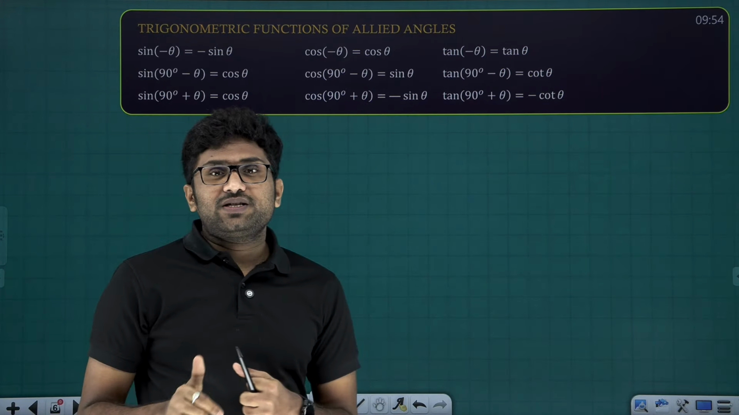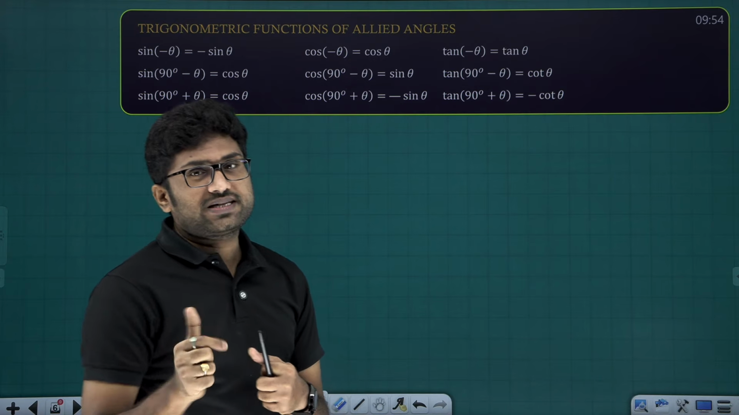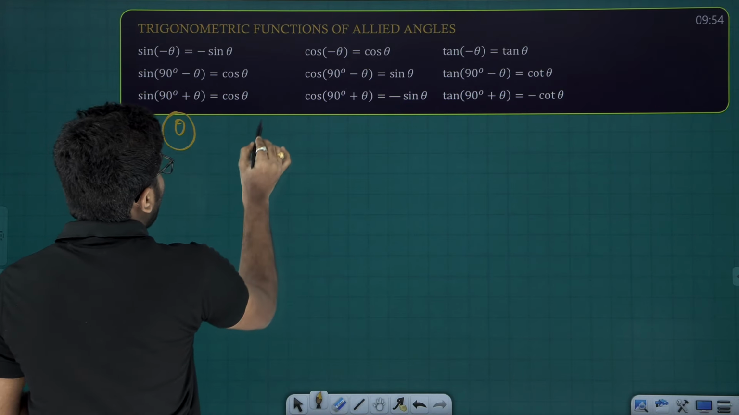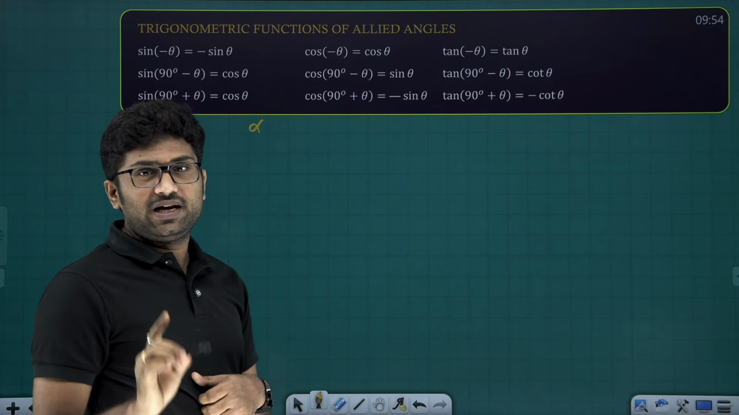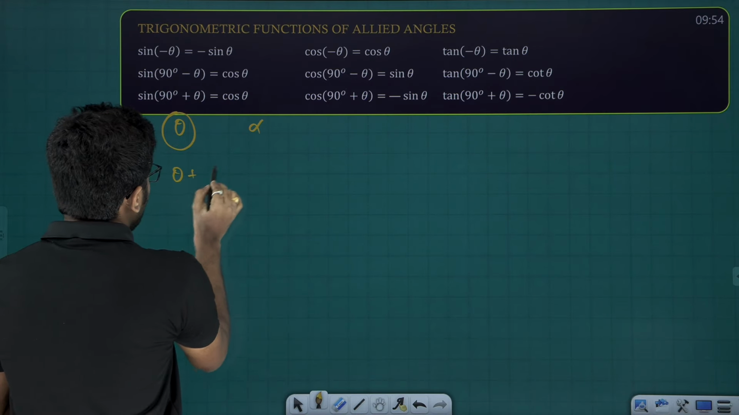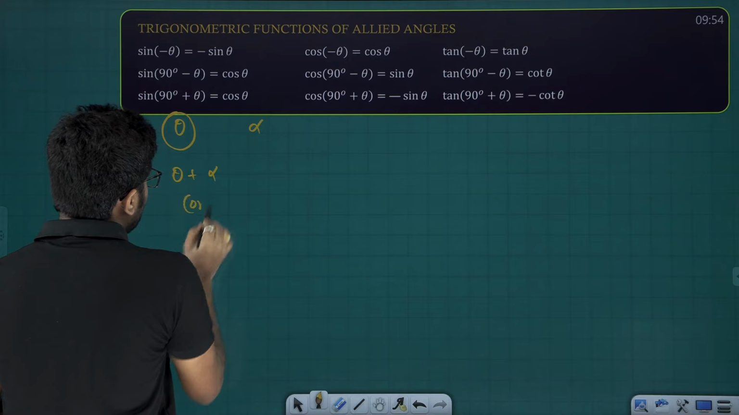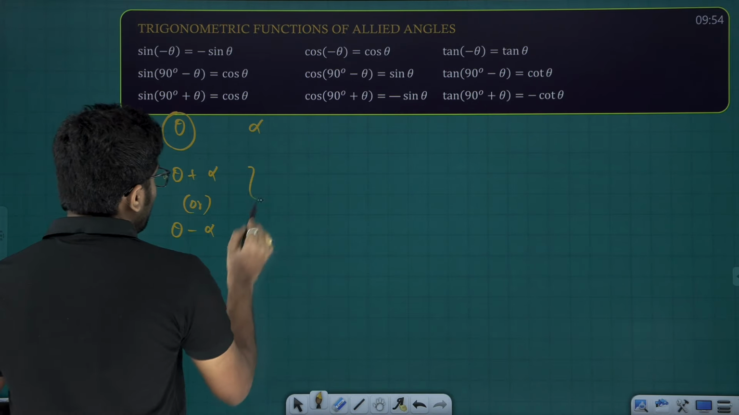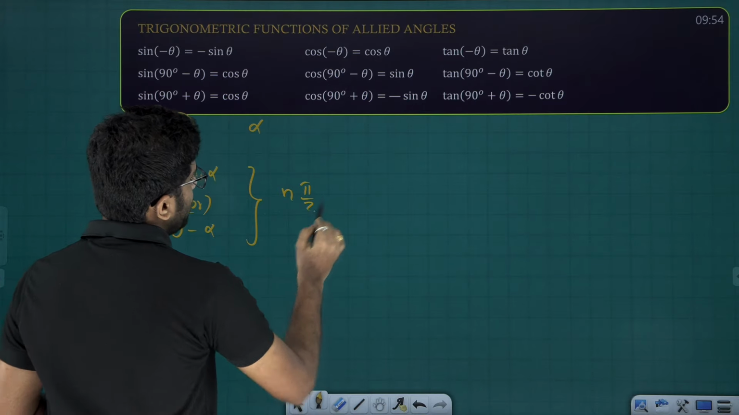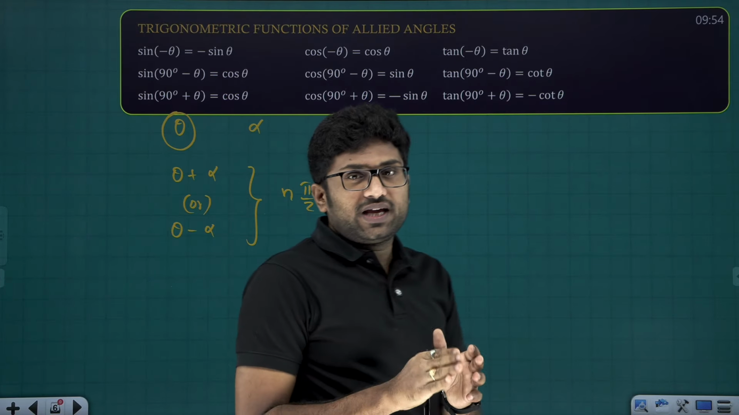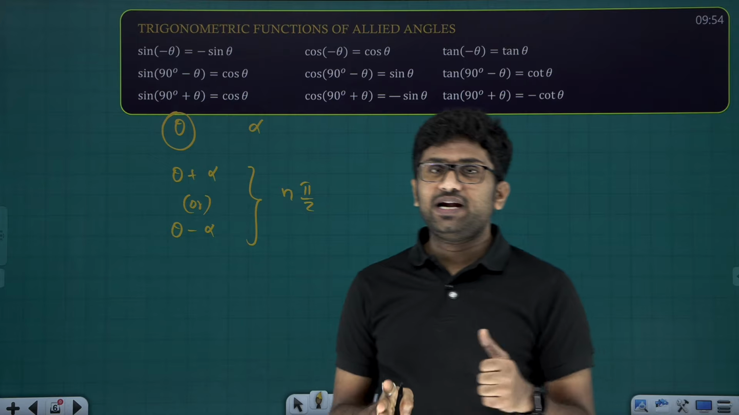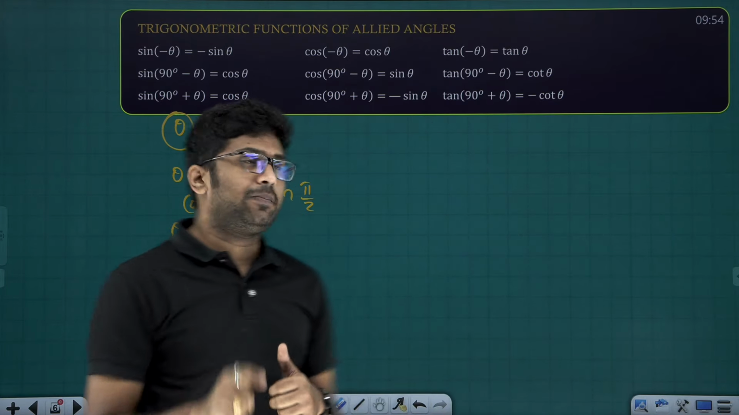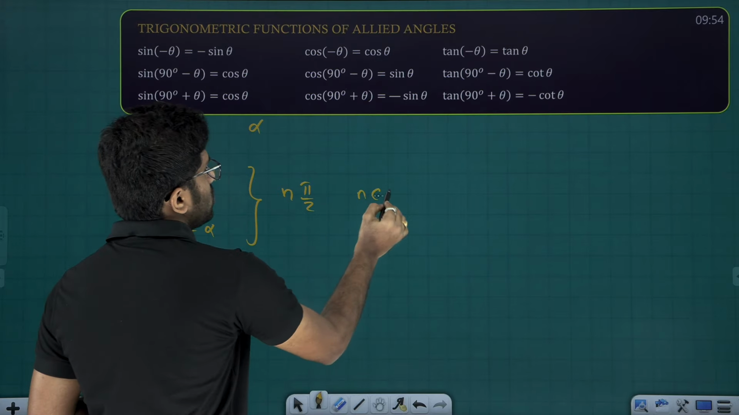Next, trigonometric functions of allied angles. First we will understand what an allied angle is. For an angle theta, an angle alpha is said to be an allied angle if and only if either theta plus alpha or theta minus alpha is a multiple of pi by 2. So for any angle theta, an angle alpha is said to be an allied angle if either this or this, that means either the sum or the difference, is a multiple of pi by 2, n belongs to Z.